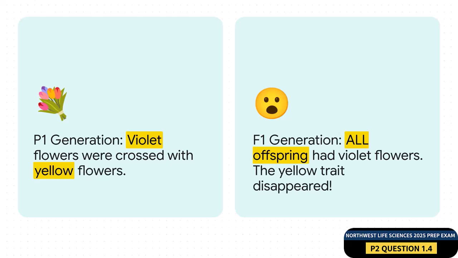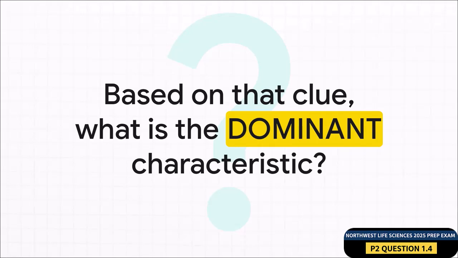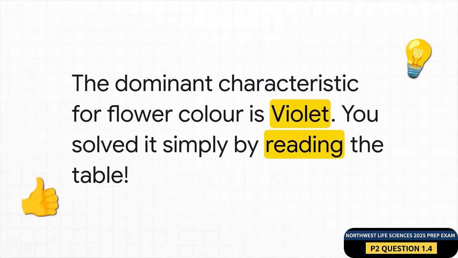Now in genetics, when you cross two different purebred parents, and only one of those traits actually shows up in the kids, that trait is the dominant one. It literally masks the other trait. So let's think about that. Here's the key question. If violet and yellow are crossed, and all the offspring turn out violet, which of those two traits has to be the dominant one? Exactly. The dominant characteristic for flower color is violet. And just like that, you've solved question 1.4.3a just by reading the table. See? I told you, you've got this.